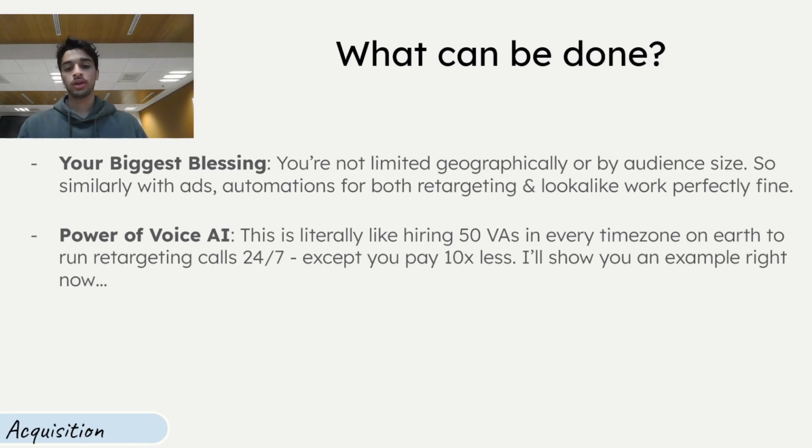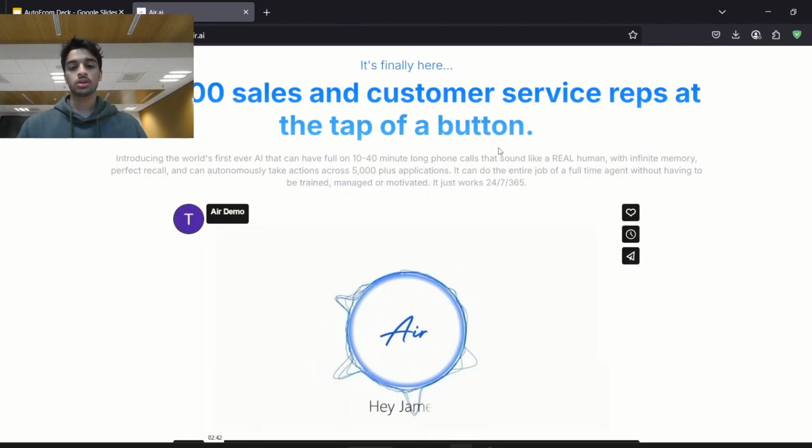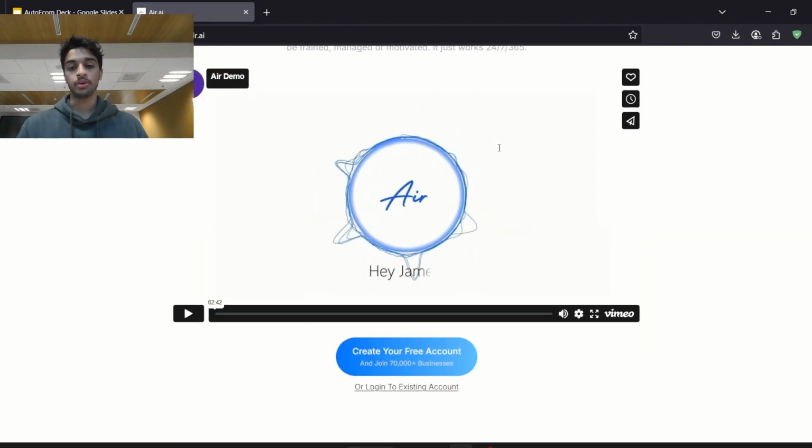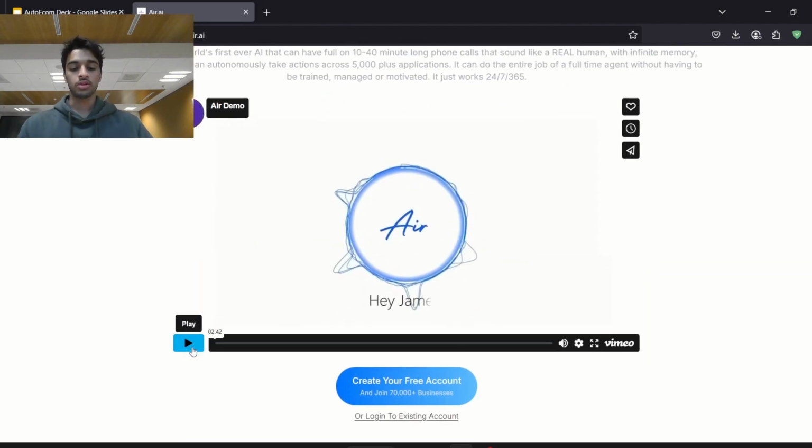And I'll actually show you an example right now. You may be familiar with this. This is something very similar to what I have built. And I'll just give a demo of it right here.